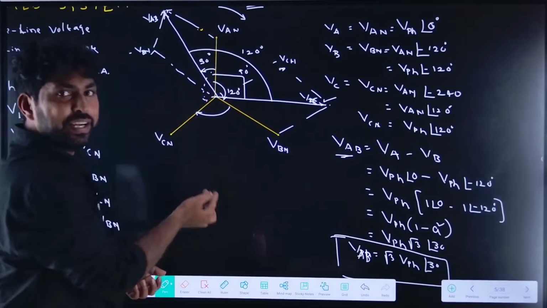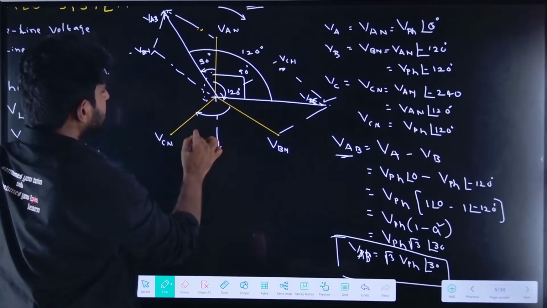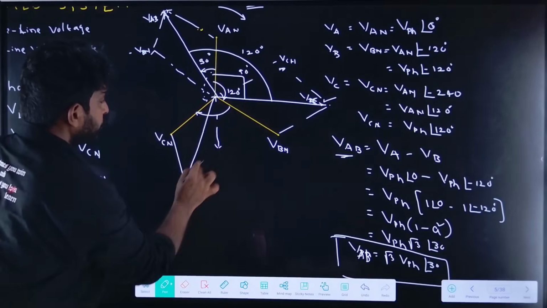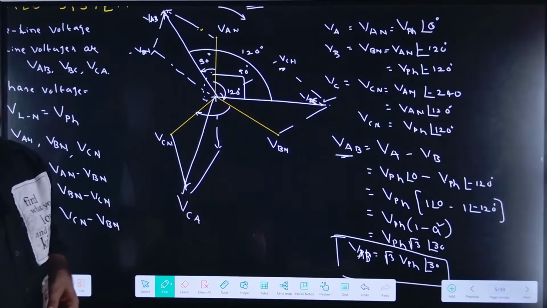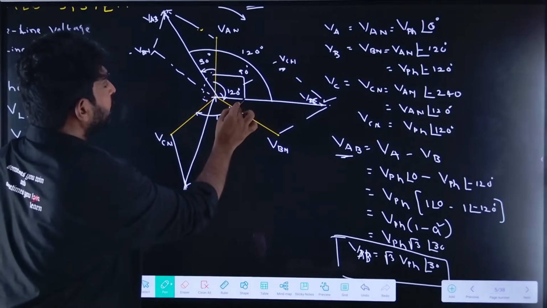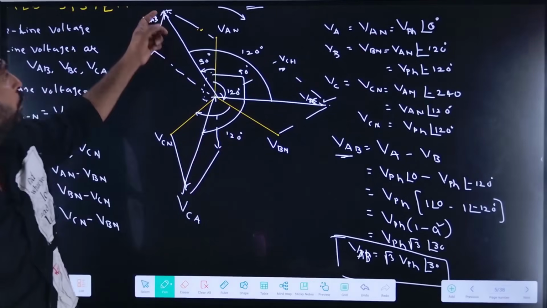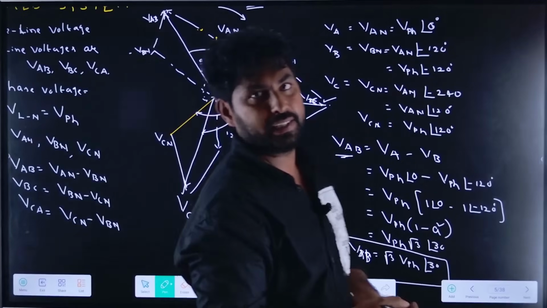For example, if I draw VCA, which is equal to VC minus VA, it will be like this. Again, it will be 120 degrees out of phase with VBC. So VAB, VBC and VCA are displaced by 120 degrees.